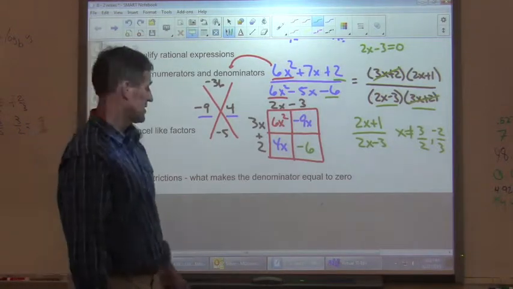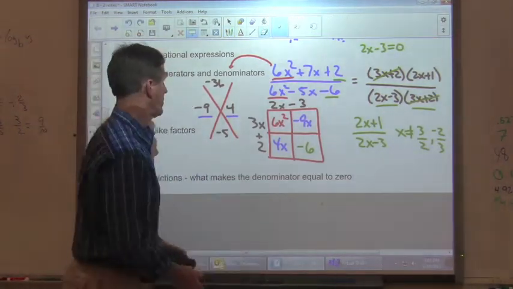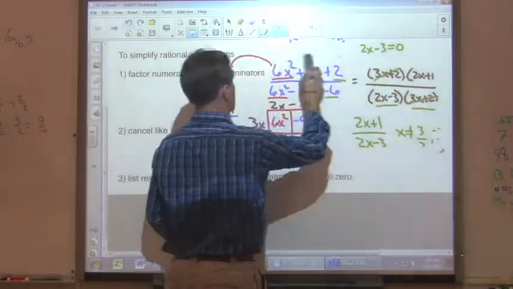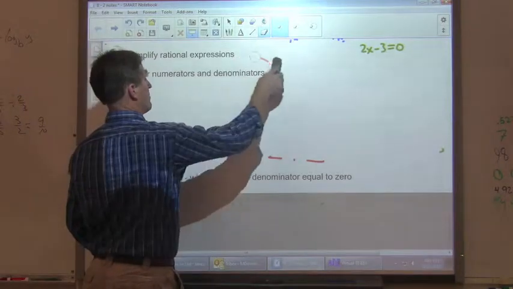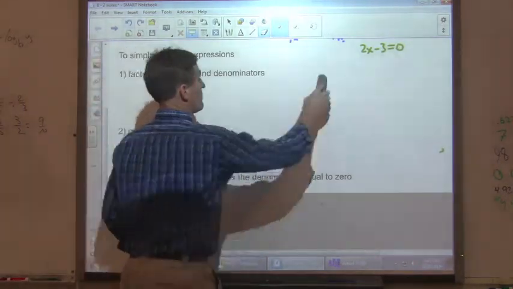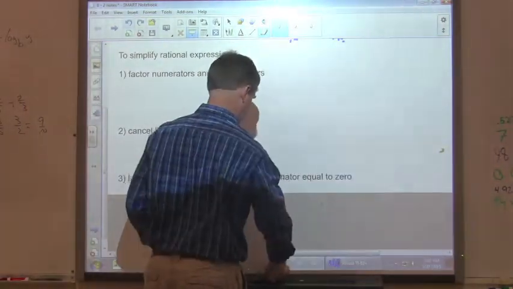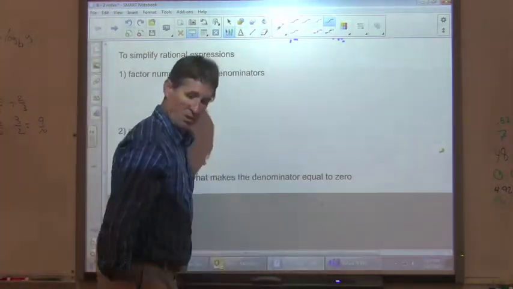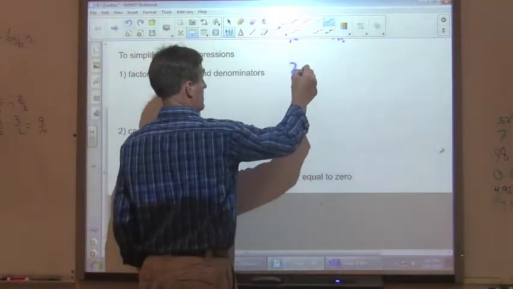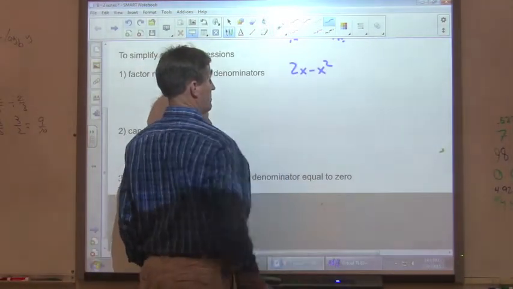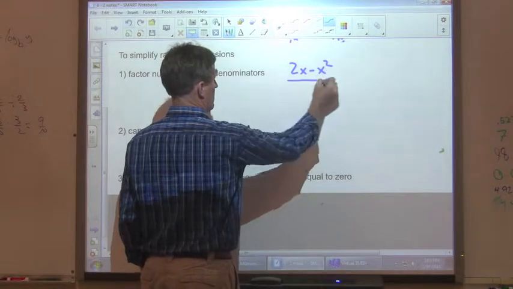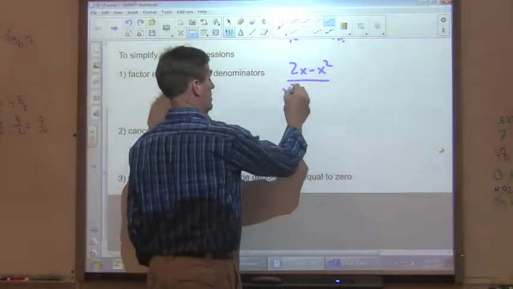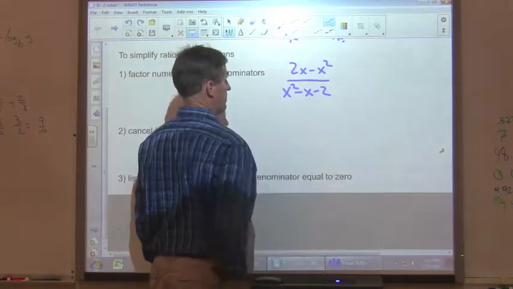Now, what are some things that they can do that are little things that could throw you off? Let's look at this problem. 2x minus x squared over x squared minus x minus 2.